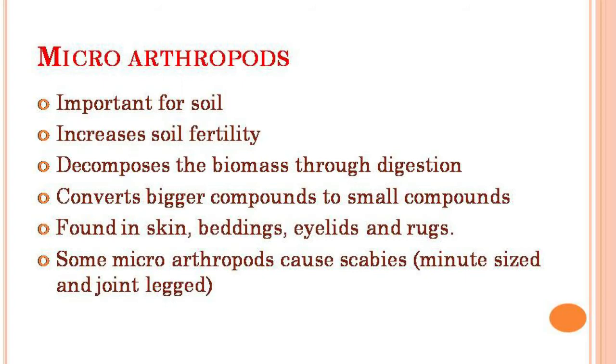If you take the ant, their legs will be jointed. If you take the cockroach, their legs will be jointed. So they all come under the arthropods. But whereas we are talking about the microarthropods, that means very, very small organisms. So why are we talking about them? We are talking about them because they are very, very important for the soil.